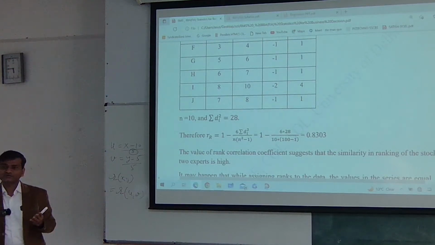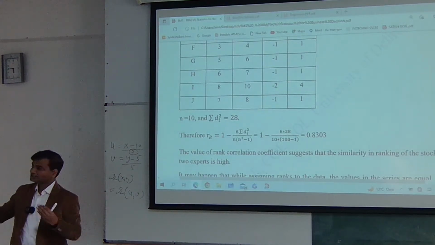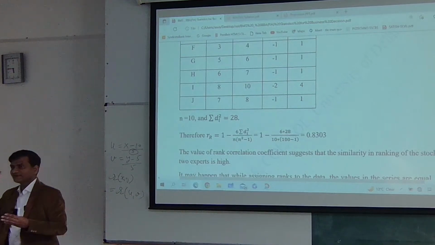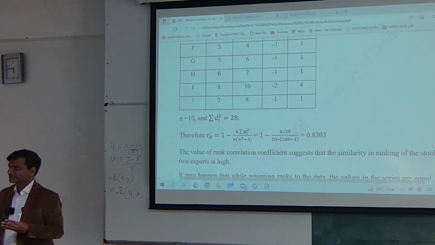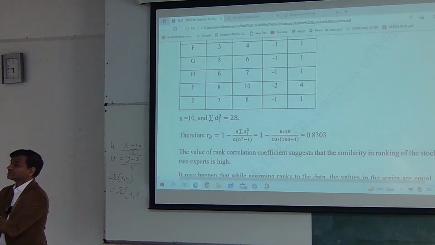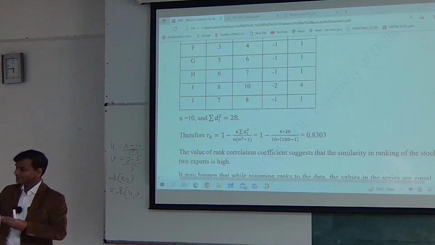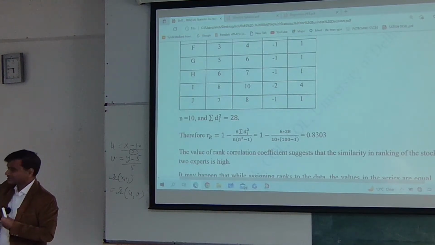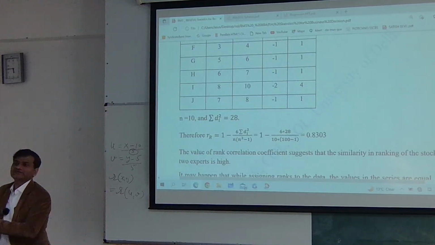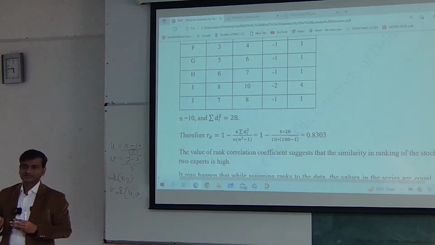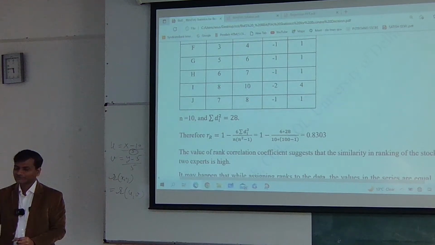What do you mean by positive relationship? That means both experts are of the same kind, their opinions do not change. If one person is saying this stock is good, then the other is also saying this is good. So this is the meaning of 0.83 here.